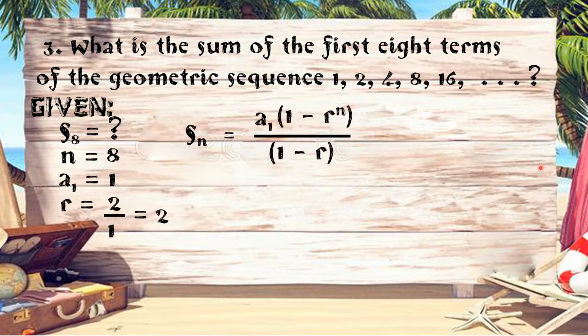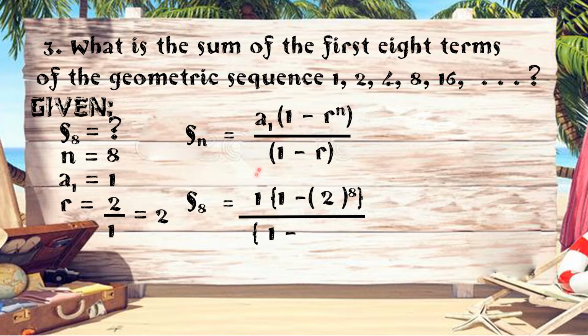Now, from the formula, let us substitute the values. So, we will be looking for S sub 8 is equal to, the first term is 1, times 1 minus, laging 1 minus yan, laging 1, and then negative, our ratio is 2 raised to, ang n natin ay 8, all over 1 minus, dito galing yan. And then, let us substitute the value of the ratio, which is 2.